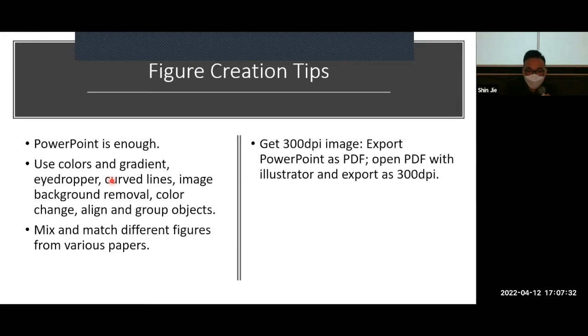Oh yeah, if you want to get 300 dpi, PowerPoint is not enough. Sorry about that. I think they have instructions on Google, but I cannot manage to make it successful. So I use Illustrator. I export PowerPoint as PDF, open the PDF with Illustrator, and export it as 300 dpi. It's very simple, just a few steps. It's very intuitive. Also, if you have Illustrator, I think the library has it. You can go and check. But Illustrator is easy to crack also.